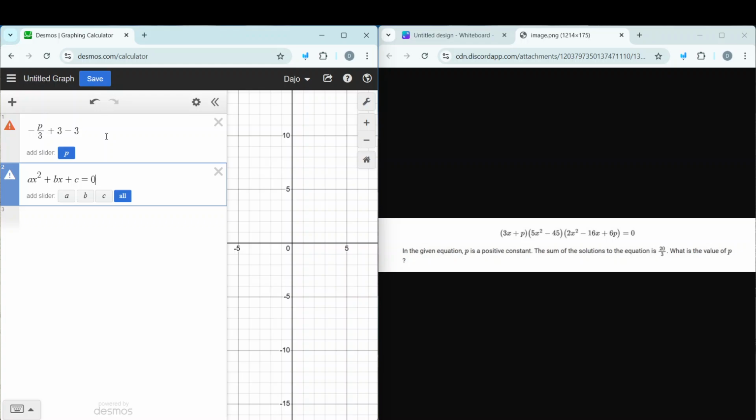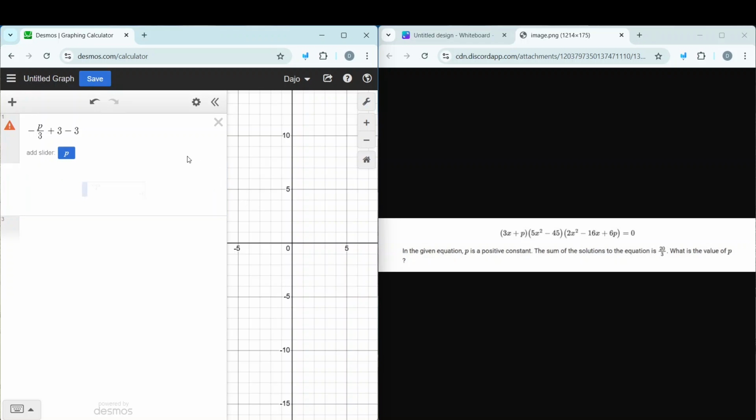Here, a refers to the coefficient of x squared, b refers to the coefficient of x, and c is a constant. So in this case, our a is 2, our b is negative 16, and our c is 6 times p. Even though there's a p, our equation for sum of solutions, negative b over a, doesn't use c, so that's not something we have to be concerned about. So b is negative 16, and a is 2, so the sum of solutions is 8 for this quadratic.